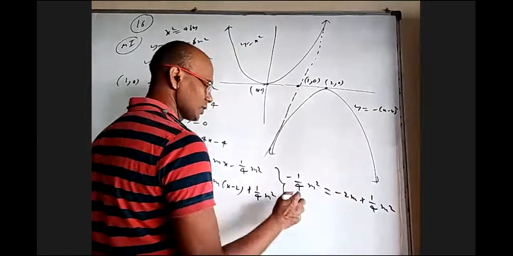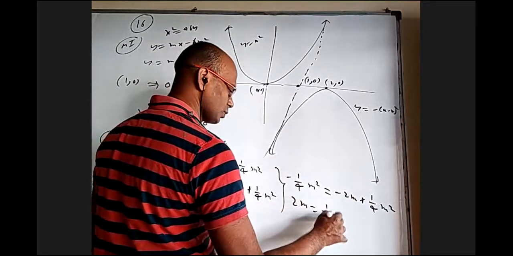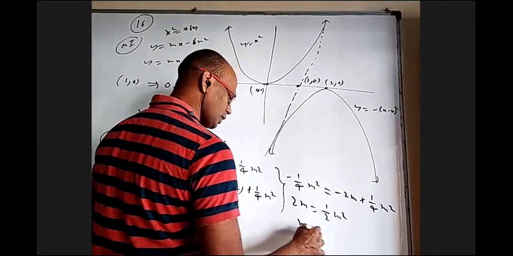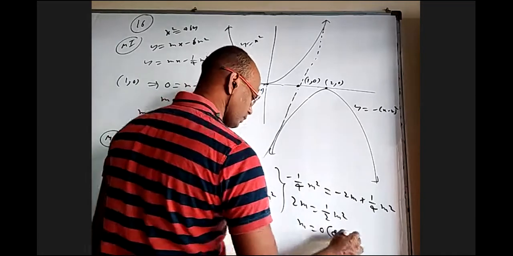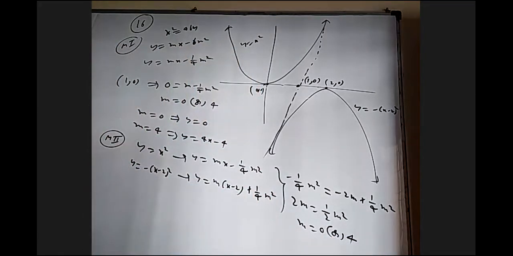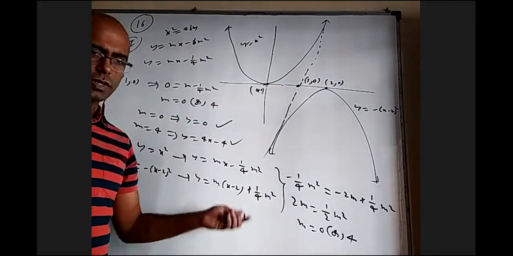This is the same here, this is the same here, we'll get 2m = (1/2)m². That is m = 0 or 4. Put 0 or 4, again we'll get the same two answers. So whether you use this midpoint or not doesn't matter. The other way also we're getting it easily.